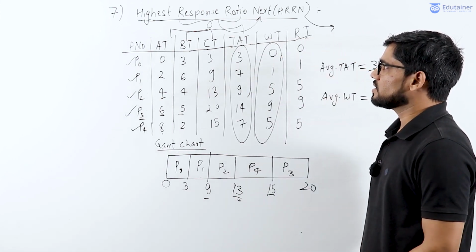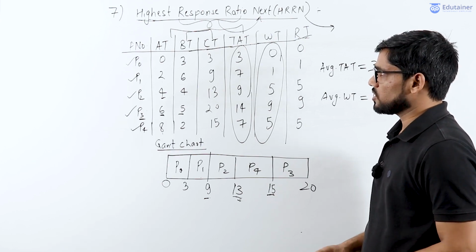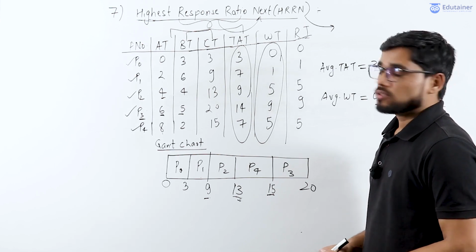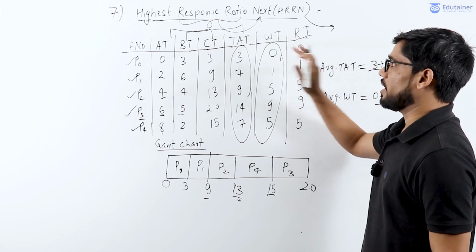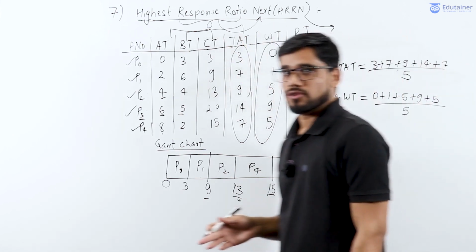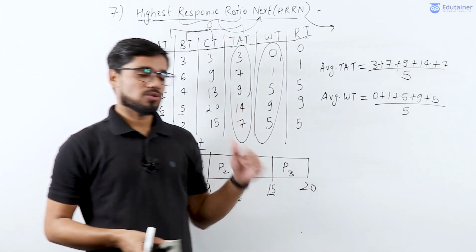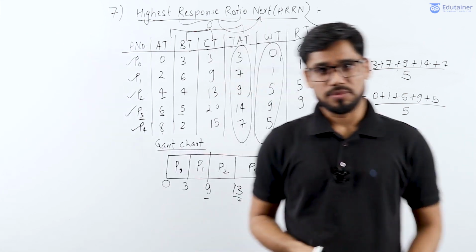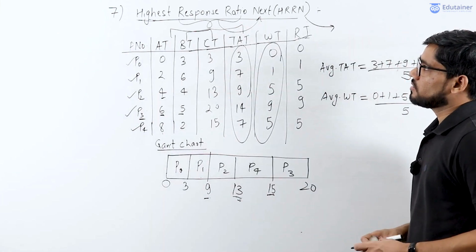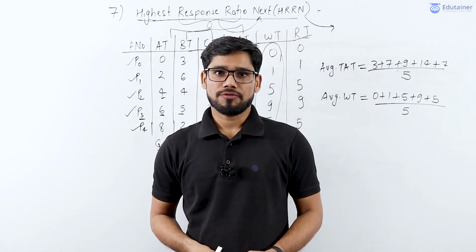The second thing is, it favors the shorter job of a process, and it also limits the waiting time of a process. So it is much better than the SJF scheduling algorithm, shortest job first, which we have discussed earlier. So HRRN or highest response ratio next is much better than the SJF scheduling algorithm. That's all. In the next video we will see the next CPU scheduling algorithm.